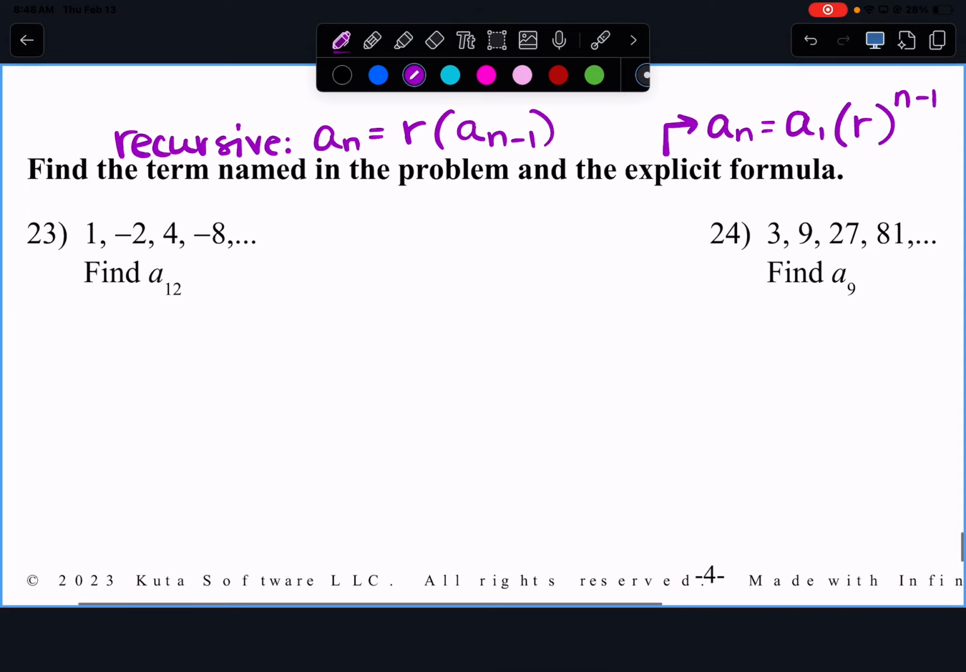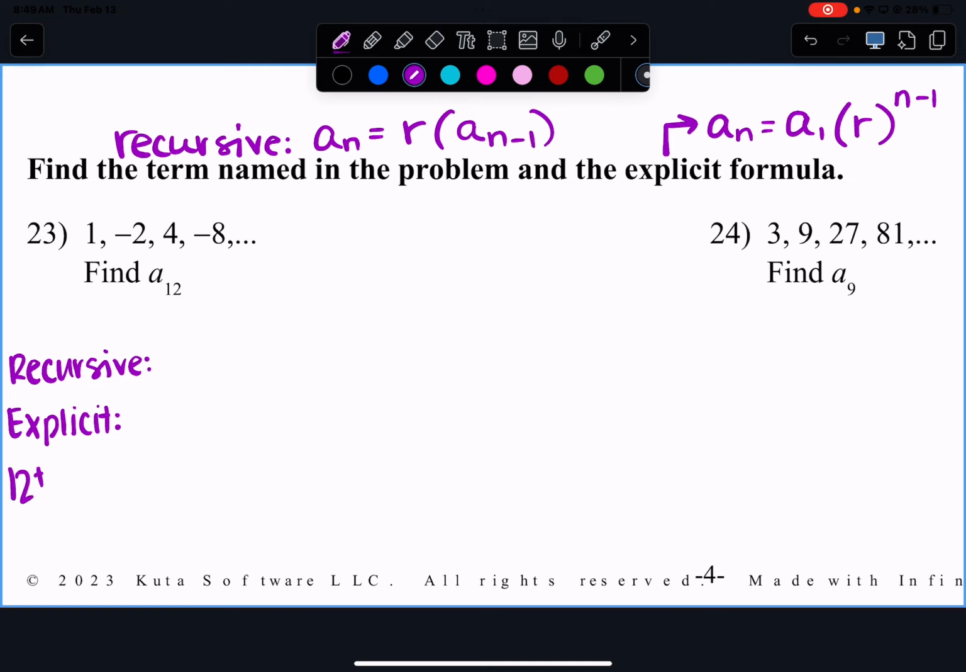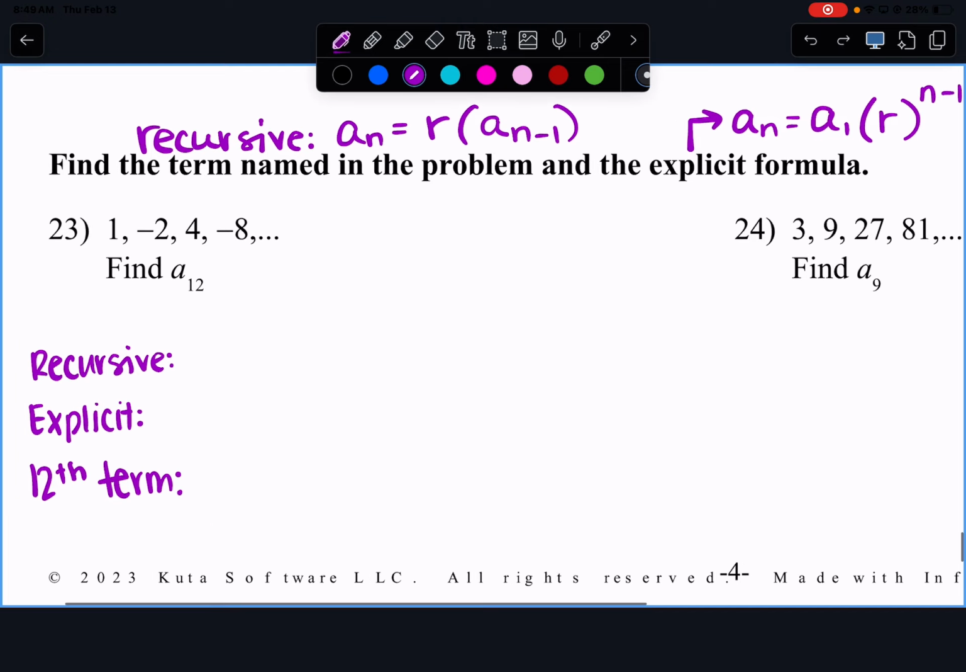And how I want these questions answered is we're going to do the recursive. We're going to do the explicit. And we're also going to do the 12th term. This is exactly how I wrote the question on the test. I put our sequence, then I put this part. So all we have to do is find all of those.